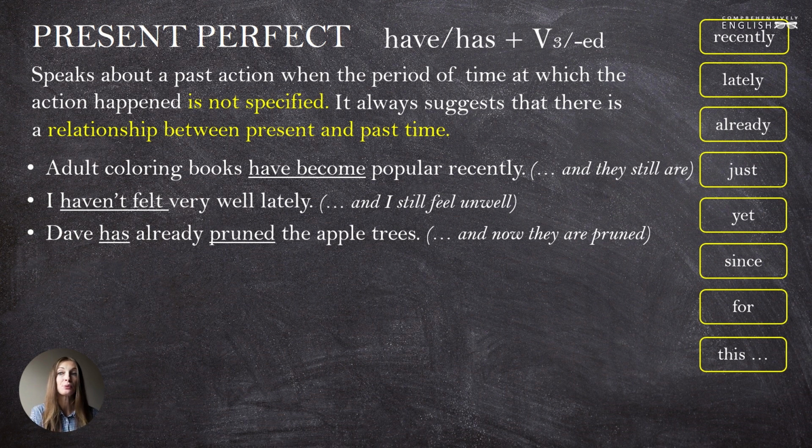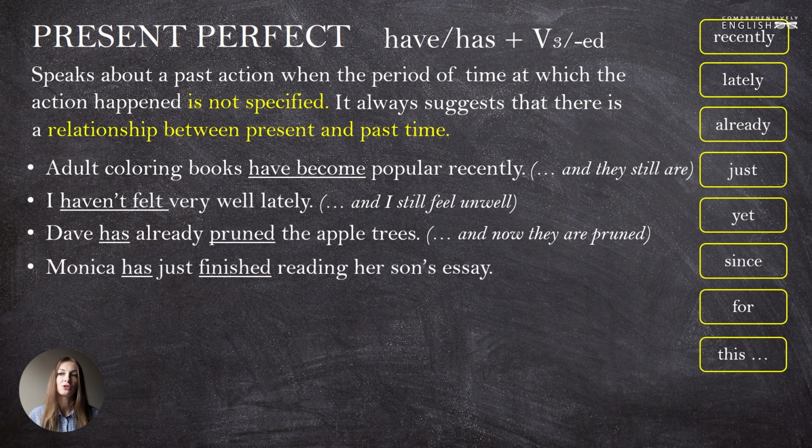Because "Dave pruned the apple trees" presumes that it happened at some moment in the past and it is not connected to the present. He pruned them last summer, for instance, or 5 years ago. But "he has already pruned the apple trees" means now no pruning is needed for this season. You see? Monica has just finished reading her son's essay.